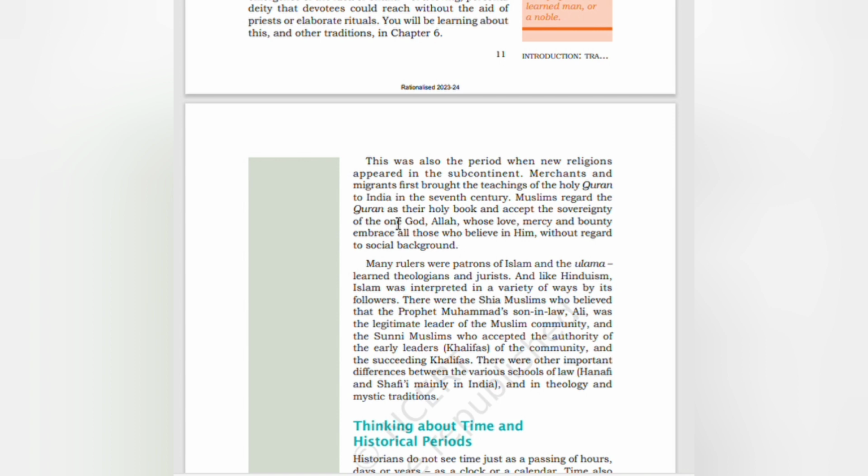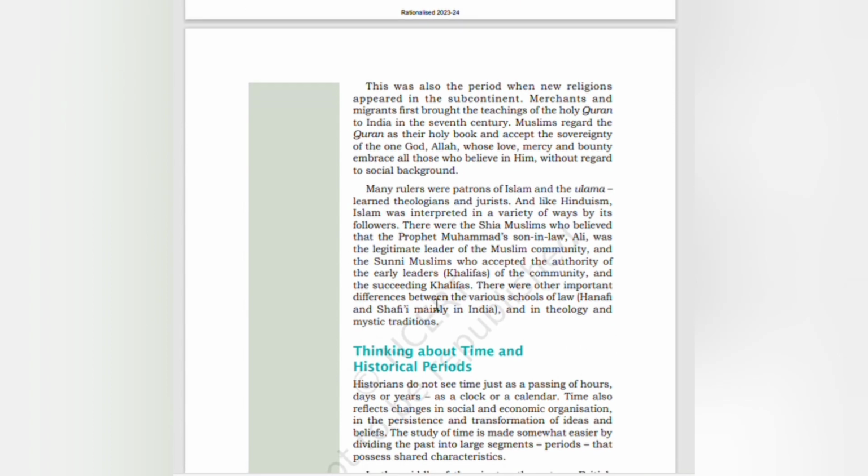Muslims regard the Quran as a holy book and accept the sovereignty of the one God, Allah, whose love, mercy, and bounty embrace all those who believe in Him without regard to social background. Many rulers were patrons of Islam, and the ulama, learned theologians and jurists. And like Hinduism, Islam was interpreted in a variety of ways by its followers.